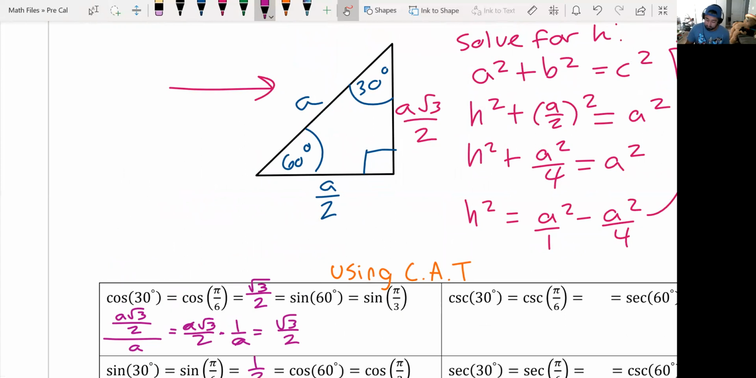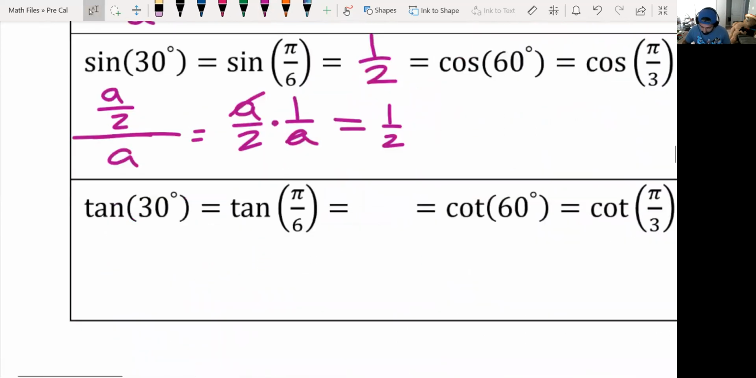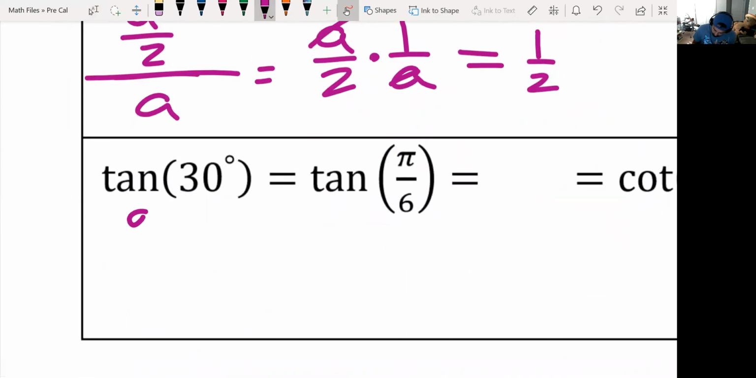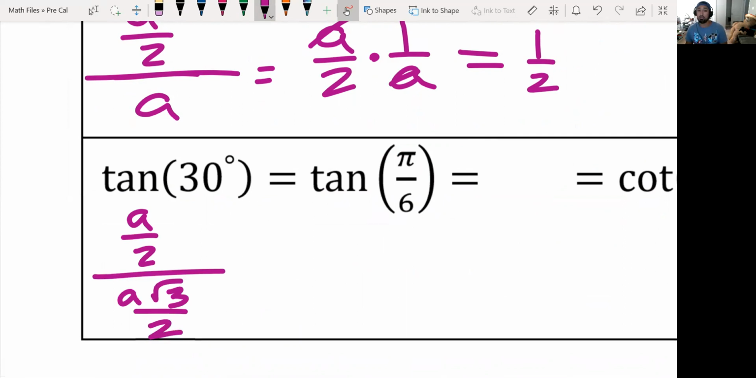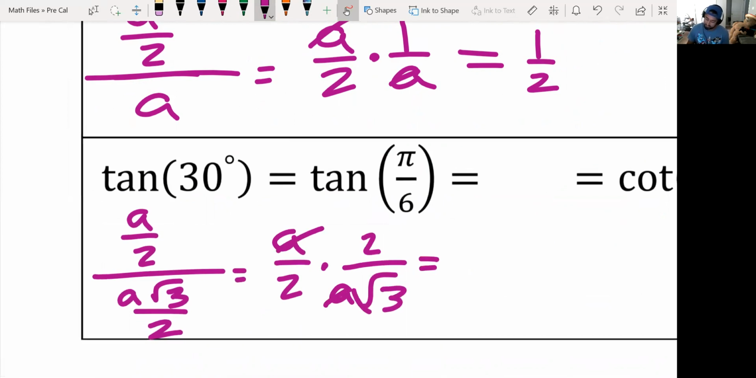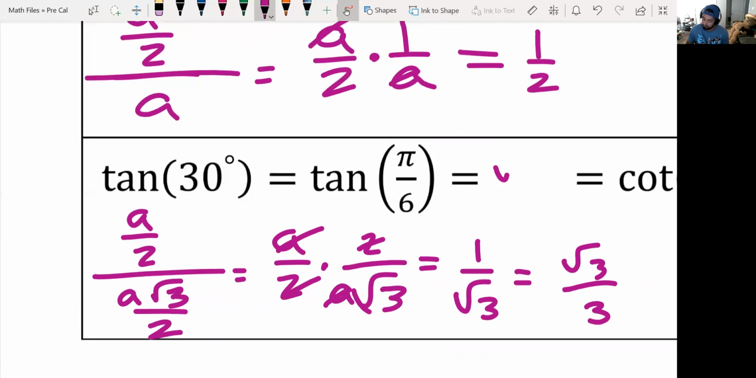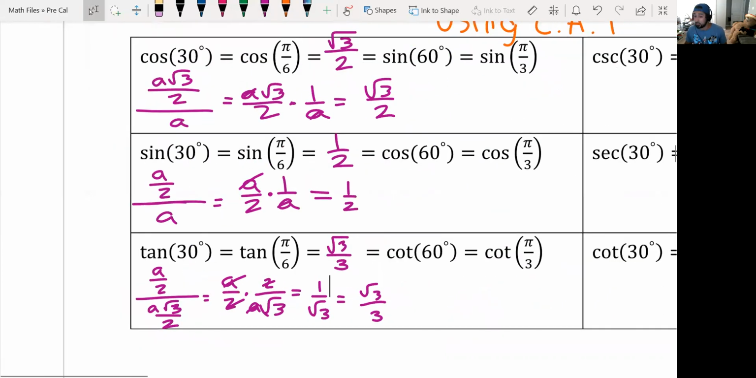Tangent of 30 degrees is next. Tangent of 30 degrees puts opposite over adjacent. A over 2 over a square root 3 over 2, multiplied by the reciprocal, 2 over a square root 3, and your a's cancel, your 2's cancel, you get 1 over the square root of 3, which rationalizing gives you square root 3 over 3. And there it is. Which means the next 3 trig functions are going to be very easy to find.